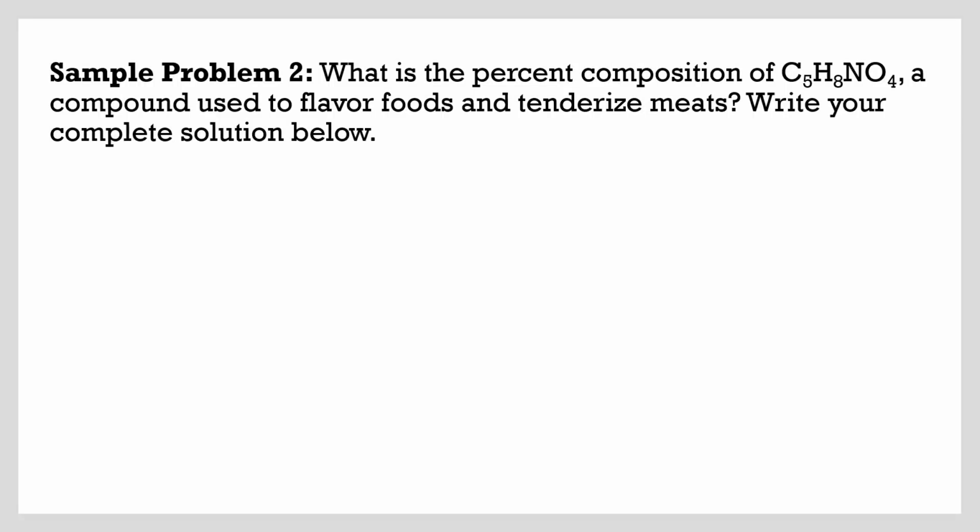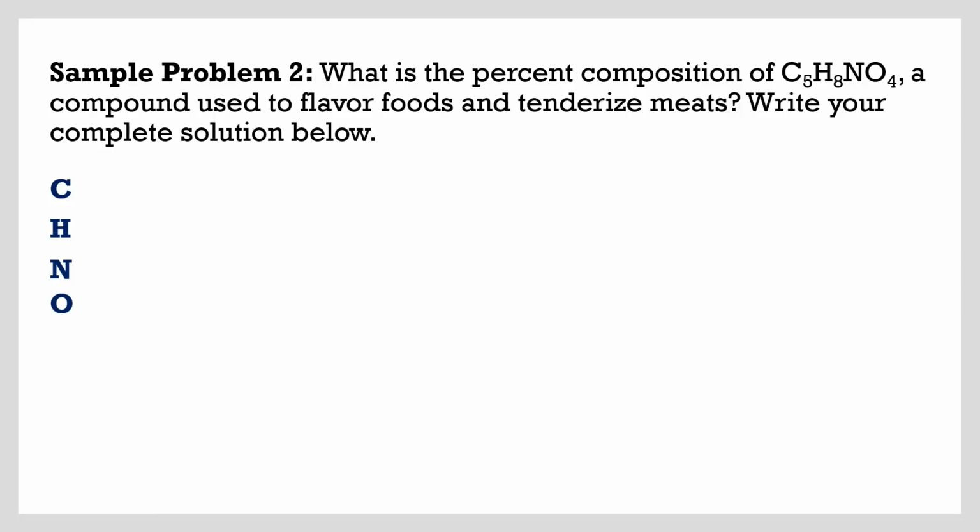Another example. What is the percent composition of C5H8NO4, a compound used to flavor foods and tenderize meats? Write your complete solution below. So again, the first step is to get the molecular mass of the compound. We have 4 elements in here: carbon, hydrogen, nitrogen, and oxygen.